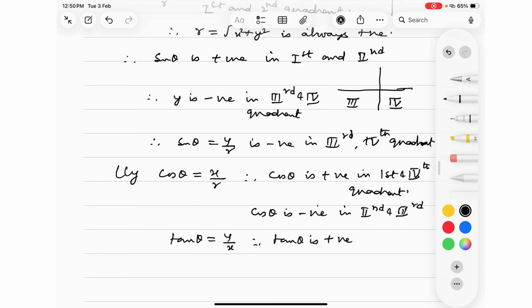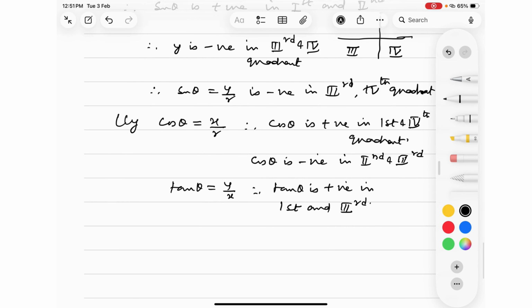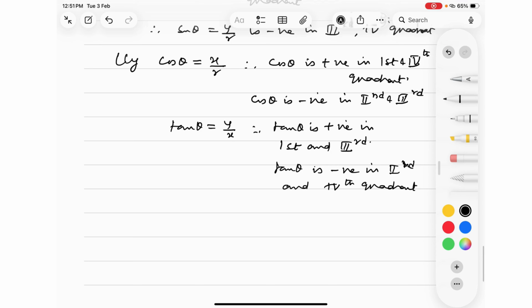Now tan theta, since it is y by x, is positive in which quadrant? First and third, because both y and x will have the same sign. In the first quadrant both are positive, and in the third quadrant both are negative. Therefore, tan theta is positive in the first and third, and negative in the second and fourth quadrant.